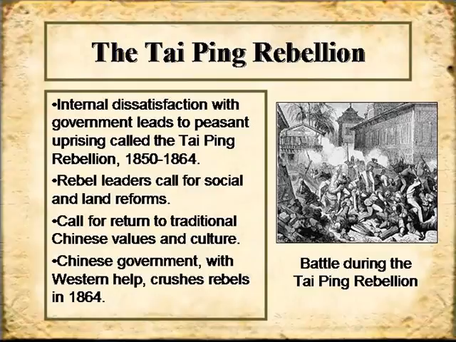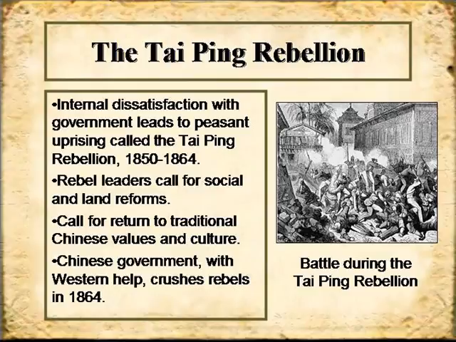The rebel leaders really want social and land reforms. They want to break down the emperor system, the empire system, and lead to also land reforms so peasants can have more control of the land that they farm. It's also a call for a return to traditional values. People want to get back to the Chinese values and cultures.